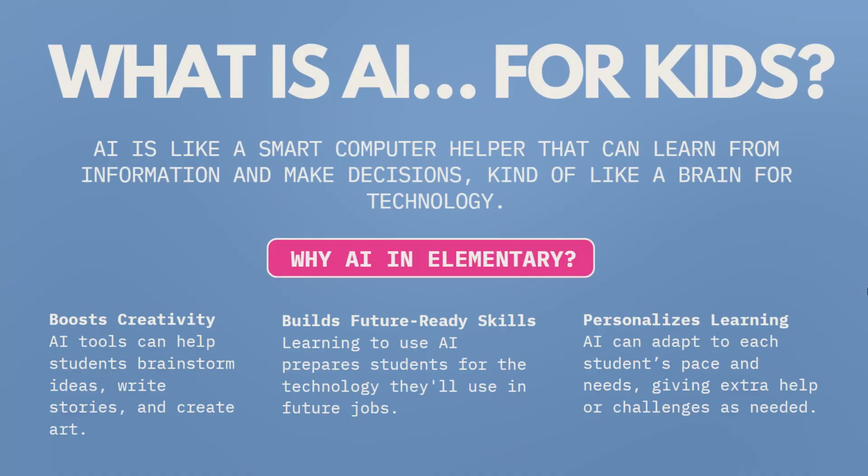Okay, so what is AI for kids? So AI is like a smart computer helper that can learn from information and make decisions, kind of like a brain for technology. So when we're introducing AI to our students, it's important to let them know what is it and what is it not.